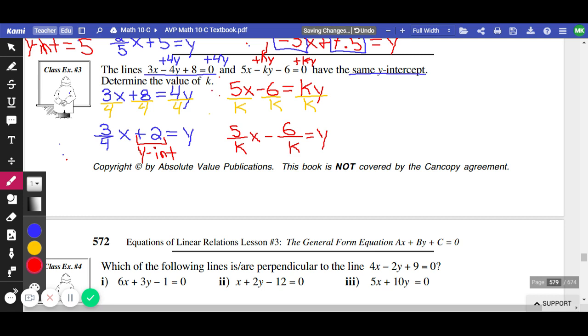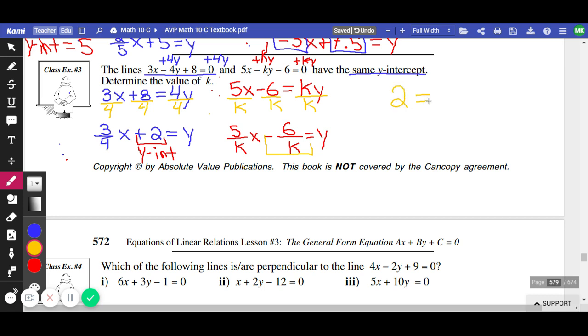The question is to determine the value of k so that these two lines have the same y-intercept. The y-intercept of my blue line was plus 2. The y-intercept of my red line over here is negative 6 divided by k. You get to choose what k is, but it has to make it plus 2. You might be able to just visually look at it and say, okay, if I want to get to 2, then it's 6 divided by negative 3, and that would change it to positive 2. If you're not confident in just visually seeing it, then make these two things equal each other.